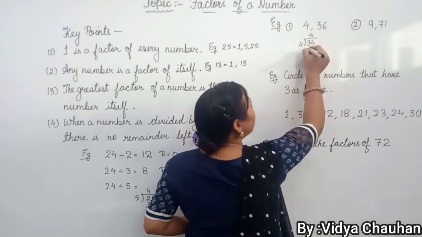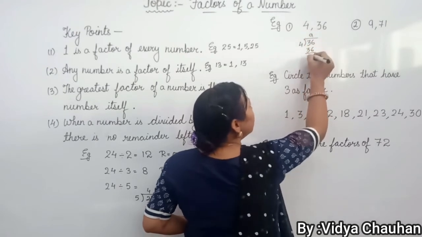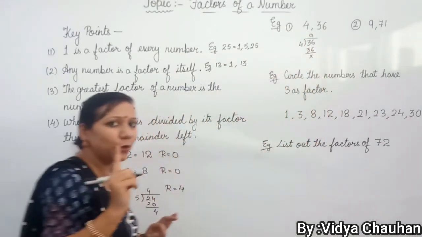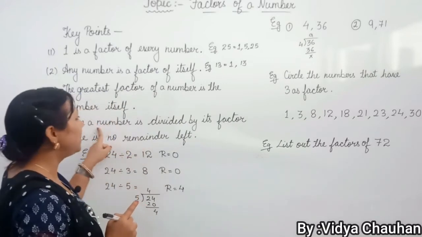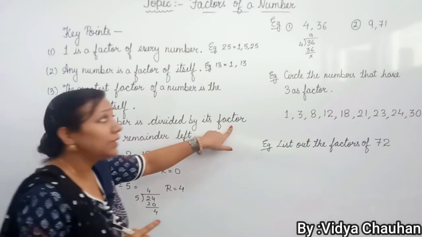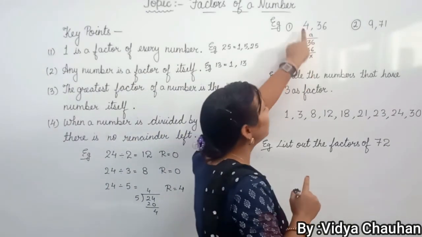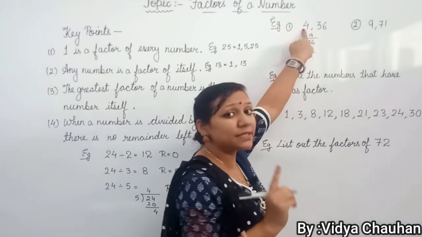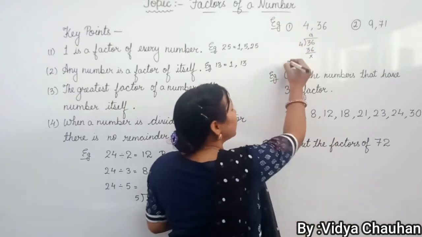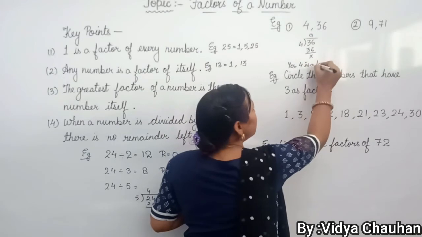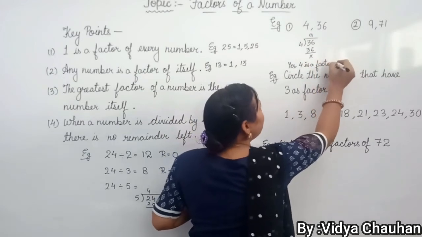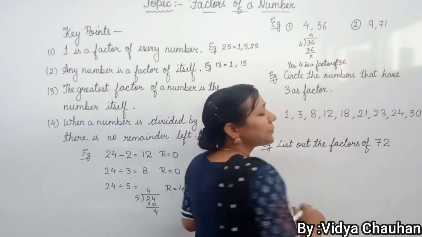So 4 9s are 36. Since our remainder is 0, we have studied here, if the remainder is 0, that means the number is a factor. So yes, our remainder is 0, that means yes, 4 is a factor of 36. Yes, 4 is a factor of 36.